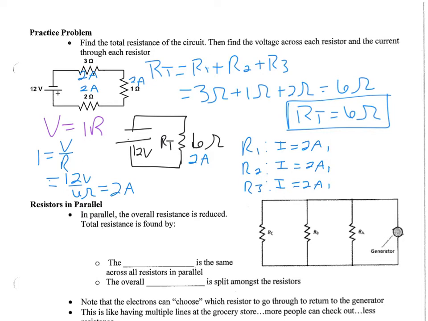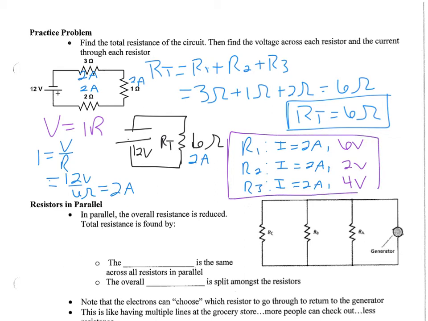Okay, now we're looking for voltage. Ohm's Law tells us that voltage equals current times resistance. Well, we have the current and resistance for all 3 of those resistors. So for R1, 3 times 2 is 6 volts. For R2, 2 times 1 is 2 volts. And for R3, 2 times 2 is 4 volts.